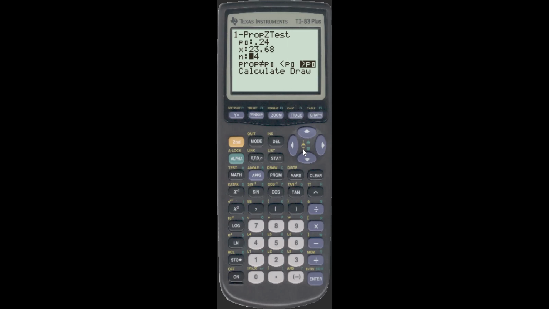Okay. And we want less than, so it's important to change that. This time I'm going to draw just to see what it looks like. Maybe I think it also gives the p-value there. Okay, didn't like that. Let's go back. Quit. Stat.